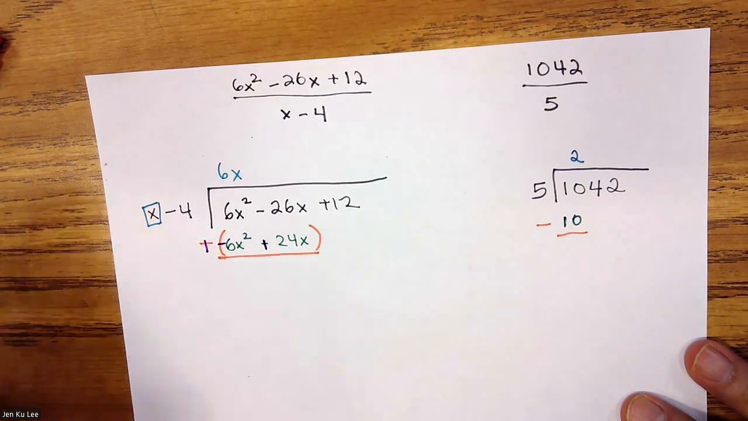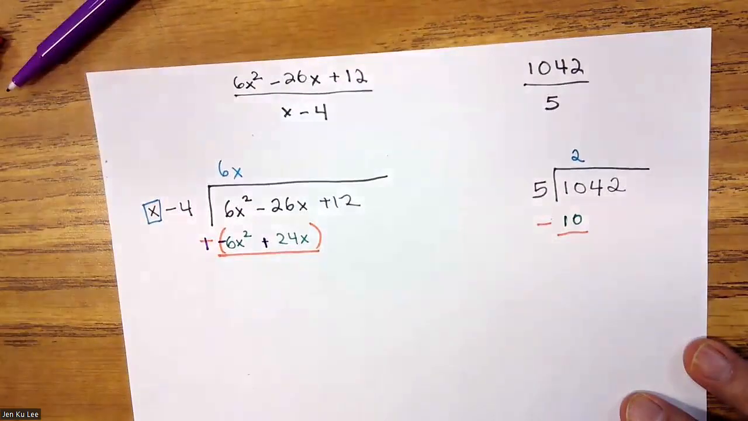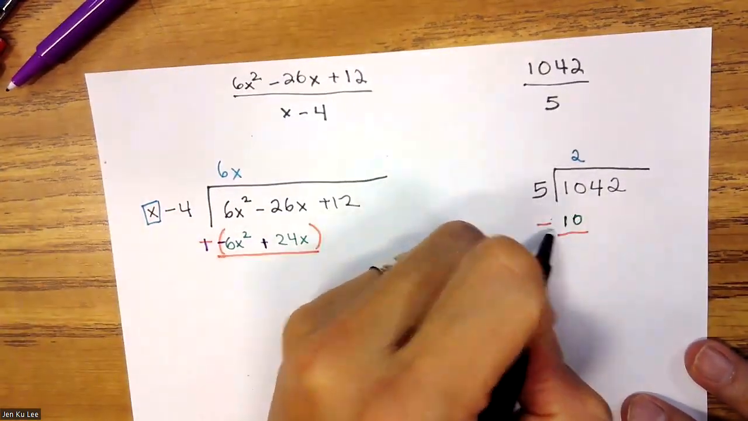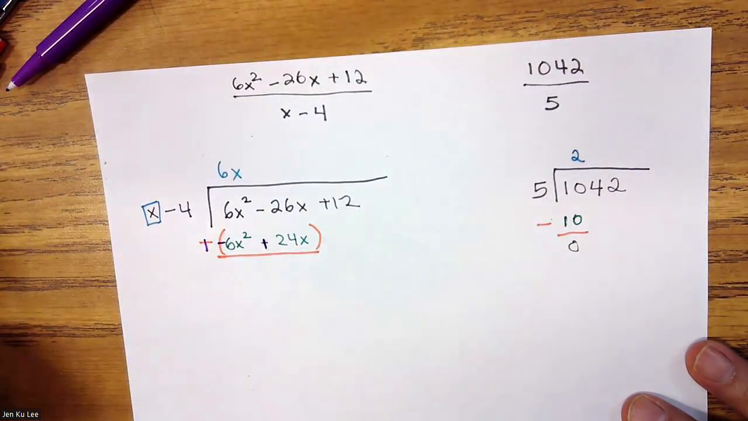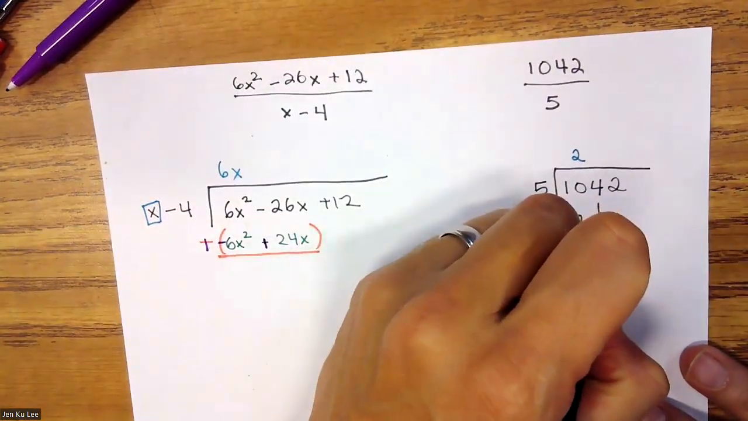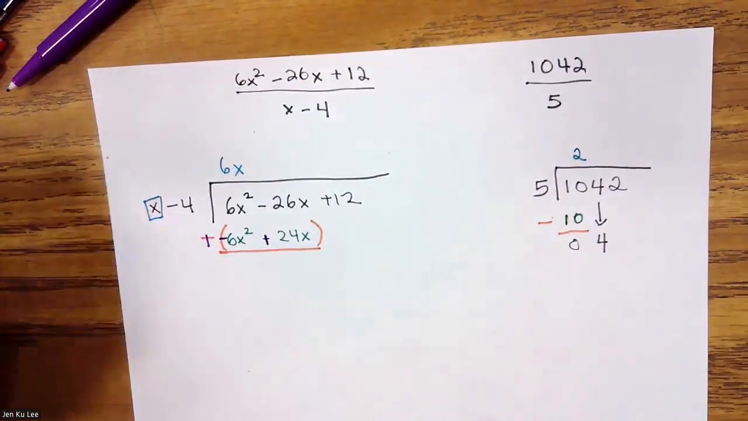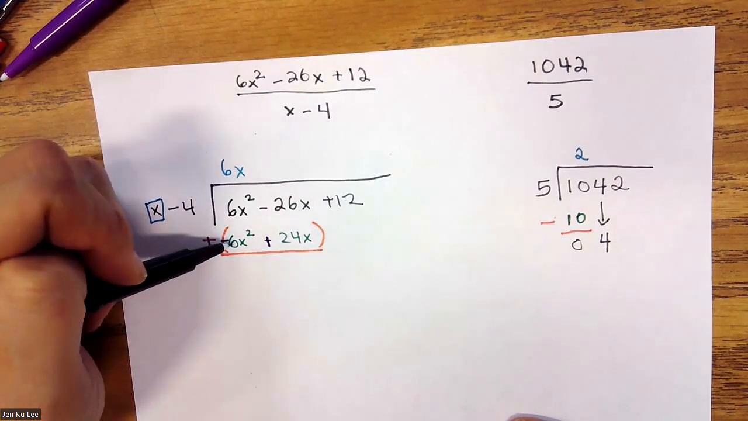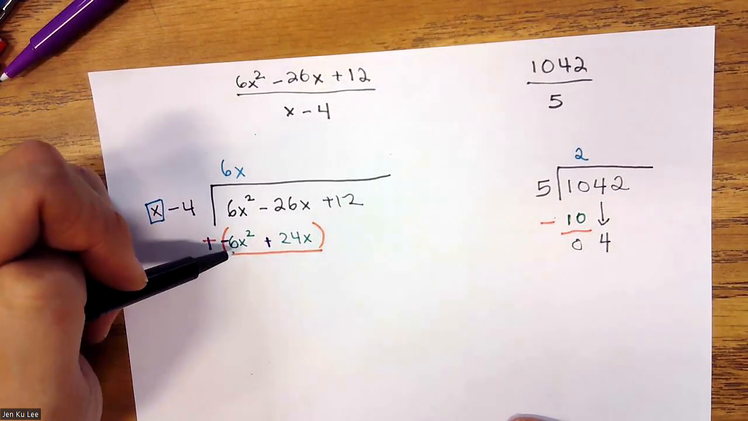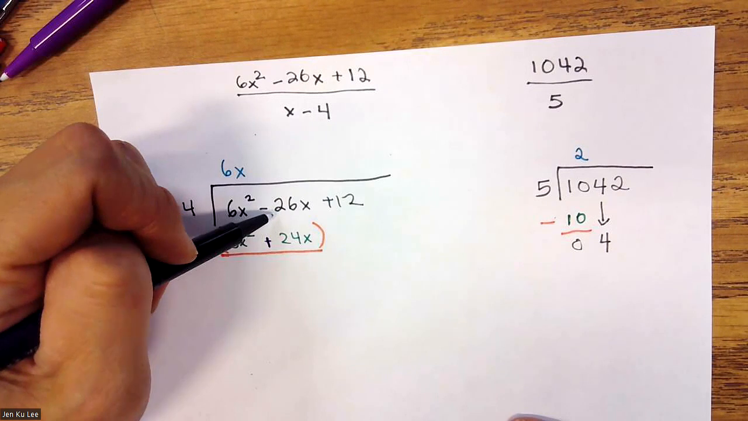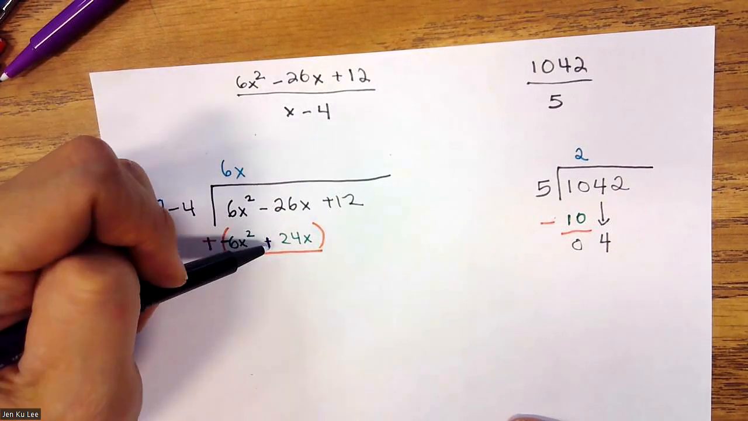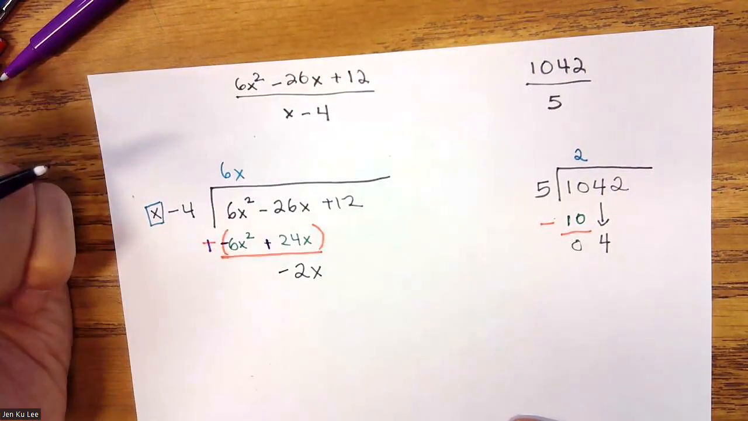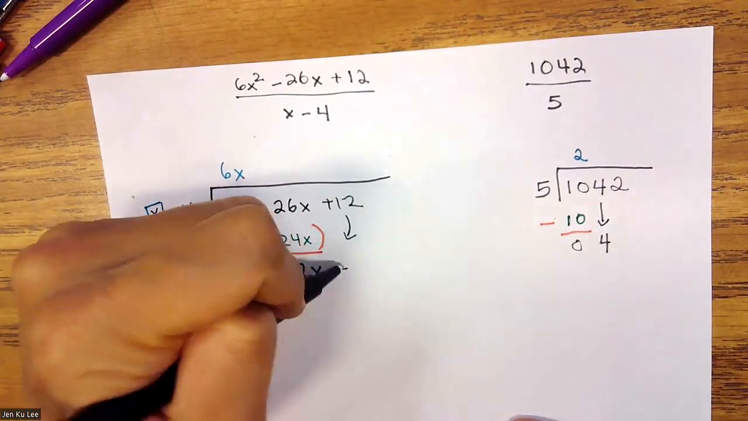Okay. And then once we do that, we do the whole thing, right? So going back to my elementary school example, 10 minus 10 is 0. Okay. And then we're going to put this one down, right? 4. Same thing here, guys. So 6x squared minus 6x squared, they cancel out. That's a 0. Negative 26x plus 24x, that's a minus 2x. I want to bring this one down, plus 12.